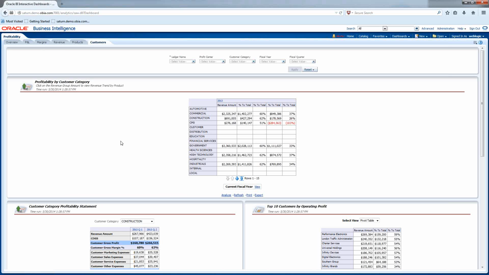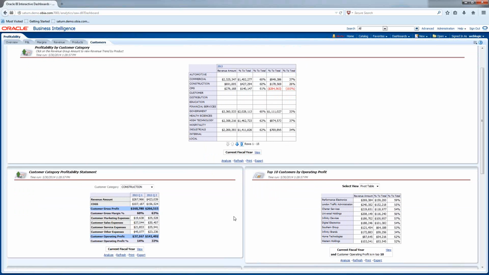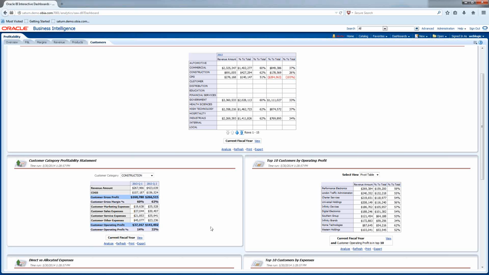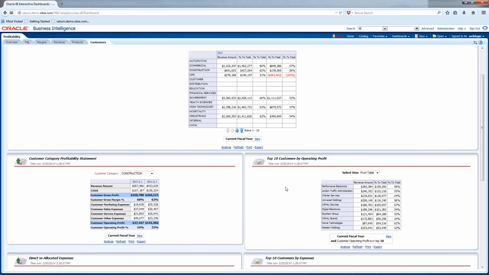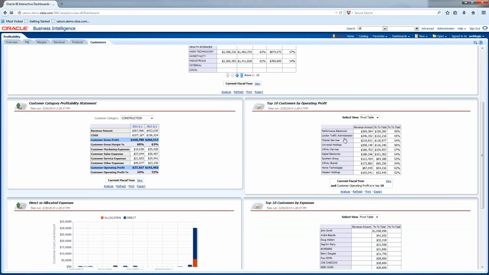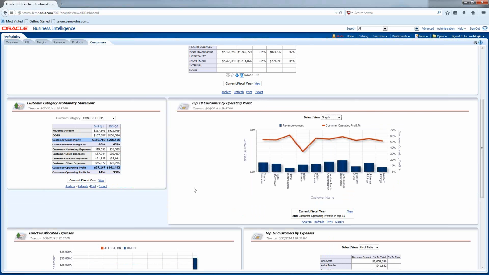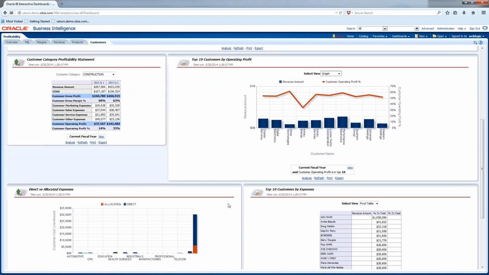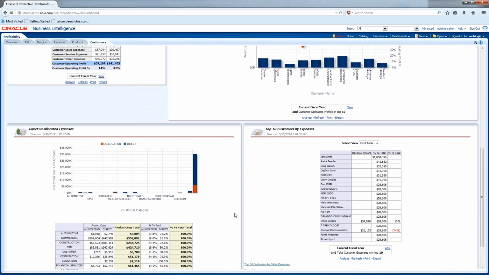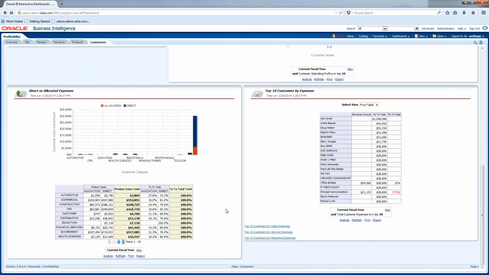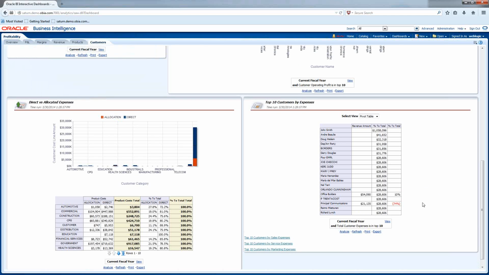So we're looking at profitability by customer category, automotive, commercial, etc. Looking down, we're also looking at the customer category profitability statement, and the top 10 customers by operating profit. If you want a quick graphical view, there's percentage operating profit by revenue amount, by customer. Down far left, we have direct versus allocated expenses for our customers. Off to the right, the top 10 customers by expenses, what it's costing us to bring that business to the customer.